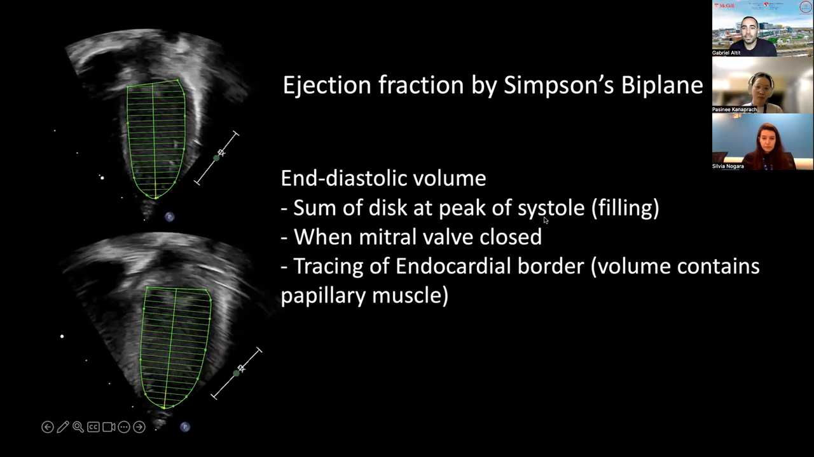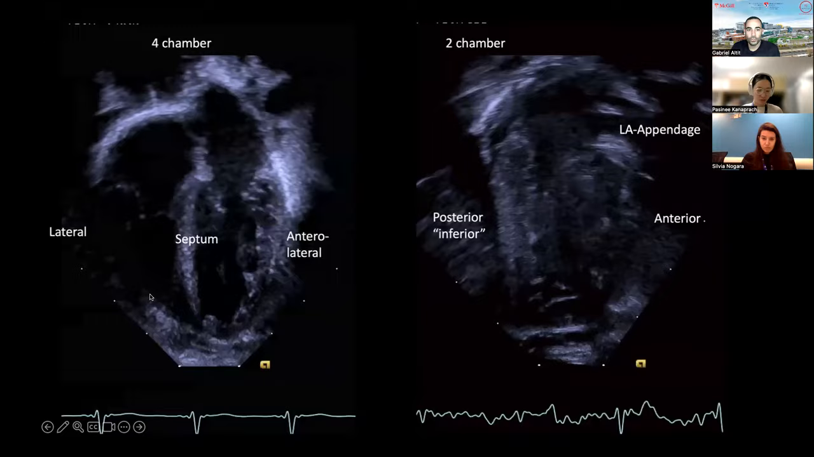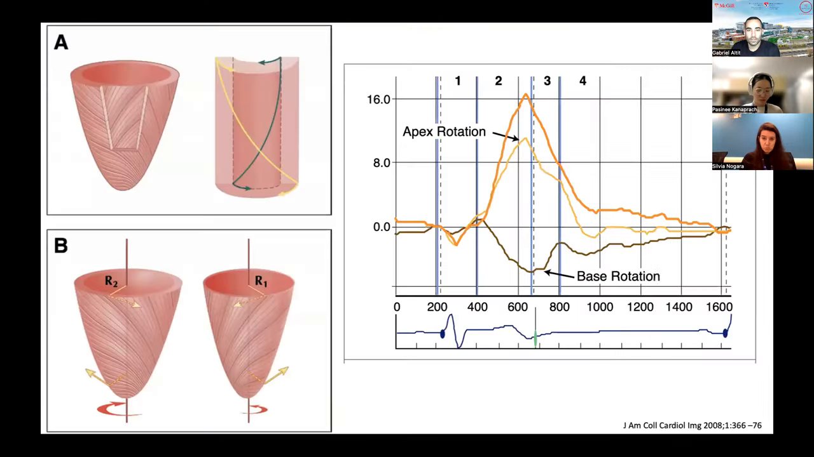So the sum of the discs at the peak of systole is the end systolic volume, and the end diastolic volume is the sum of the discs at the peak of diastole, peak of filling. This is when the mitral valve is closed. Okay, so you go on your four chamber.